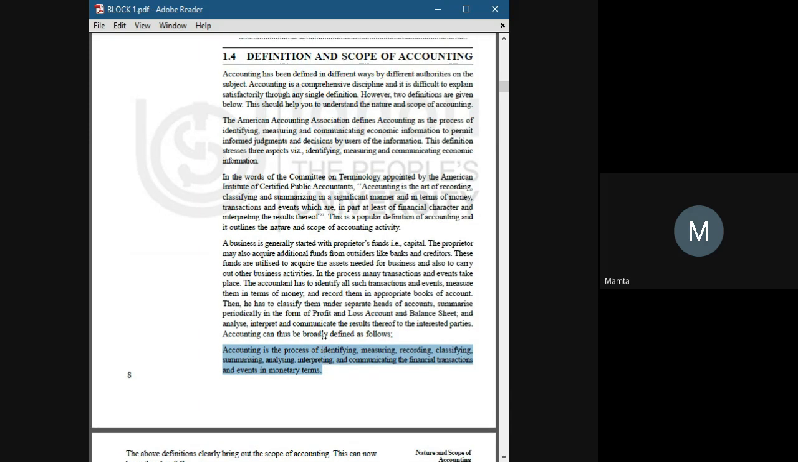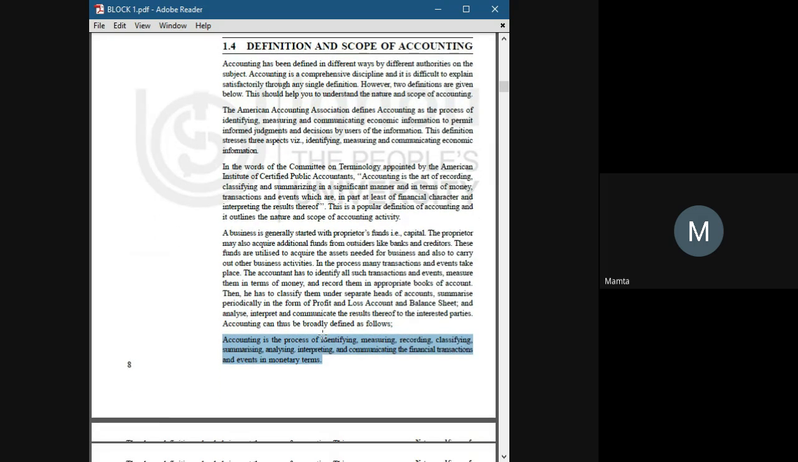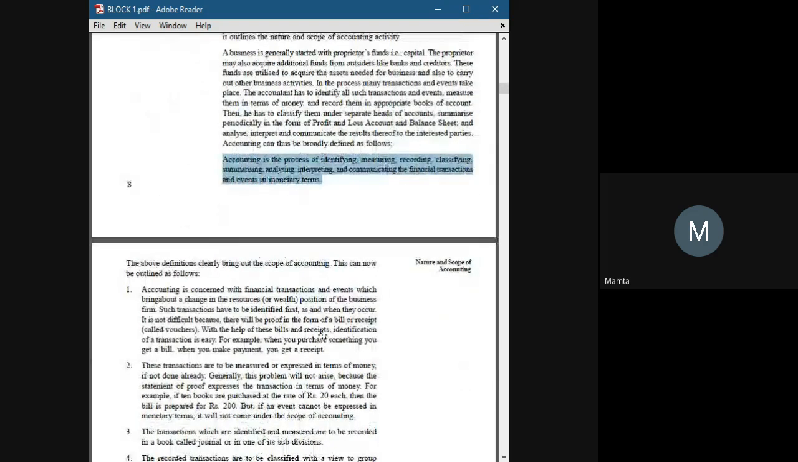First example is like we purchased raw material of 5,000 bucks, so we record it as purchases account debit to cash account. This is a journal entry which I just told you about. Purchases account debit to cash account. So these kinds of entries we do in accounting, and only the transactions which have monetary value we record in accounting.